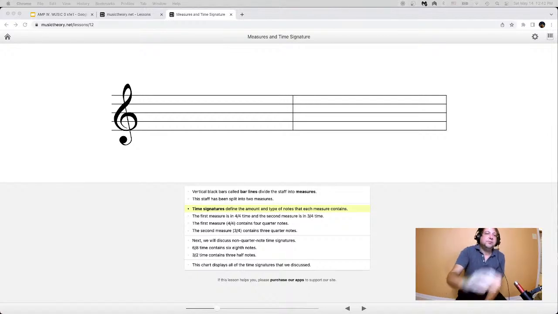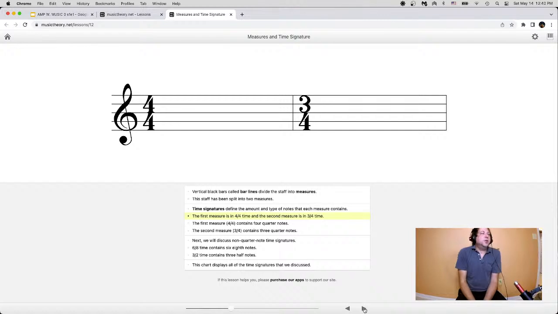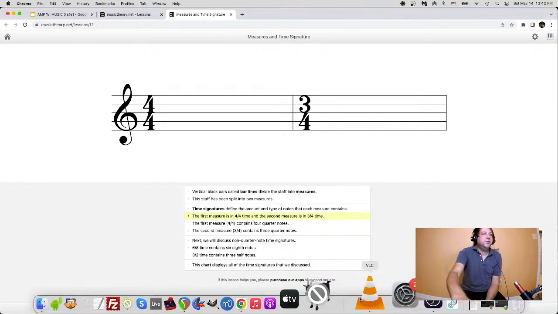So, time signatures, they'll set up the amount of notes and what type of notes are in each measure. So like this first one here is in 4/4, and the second one's in 3/4. So what's that mean?